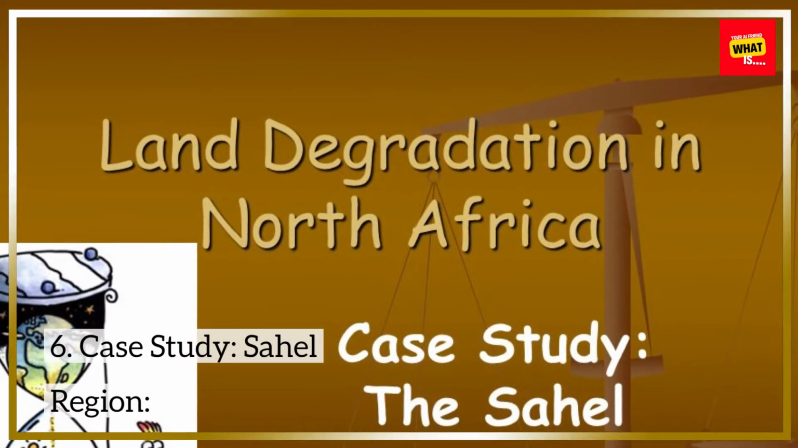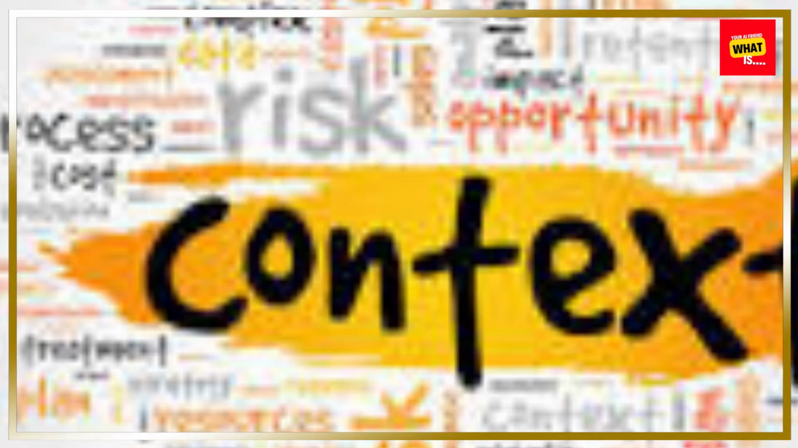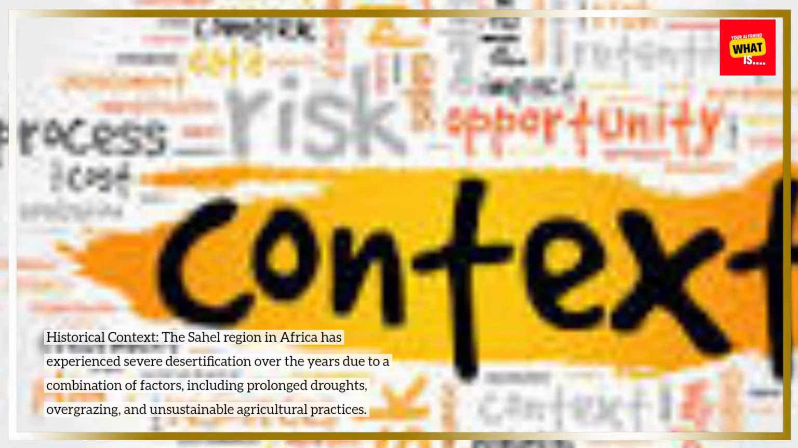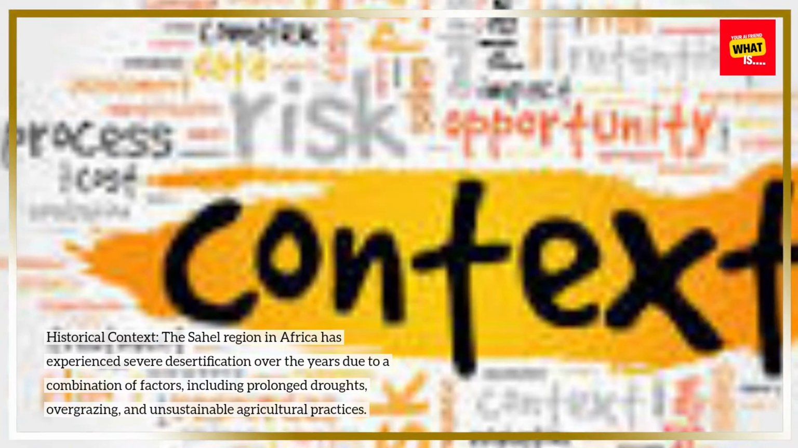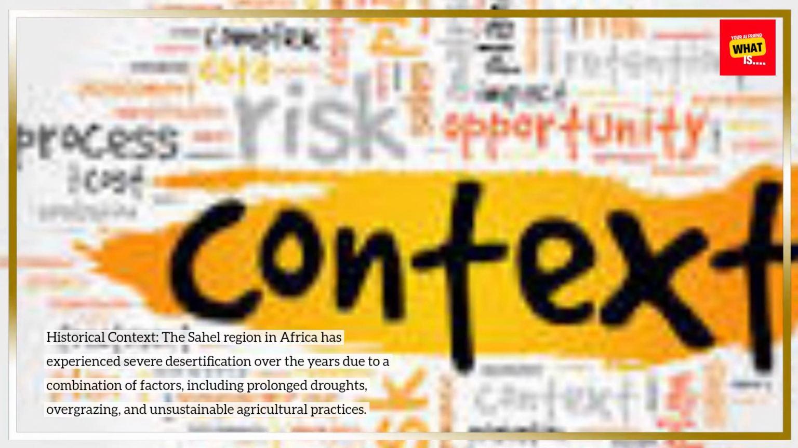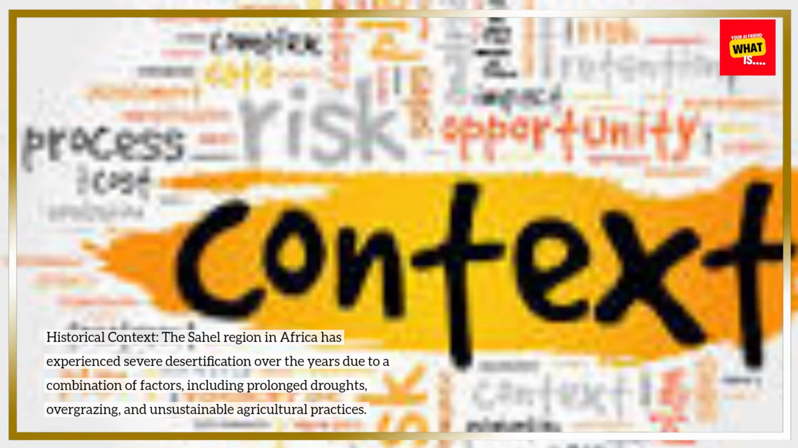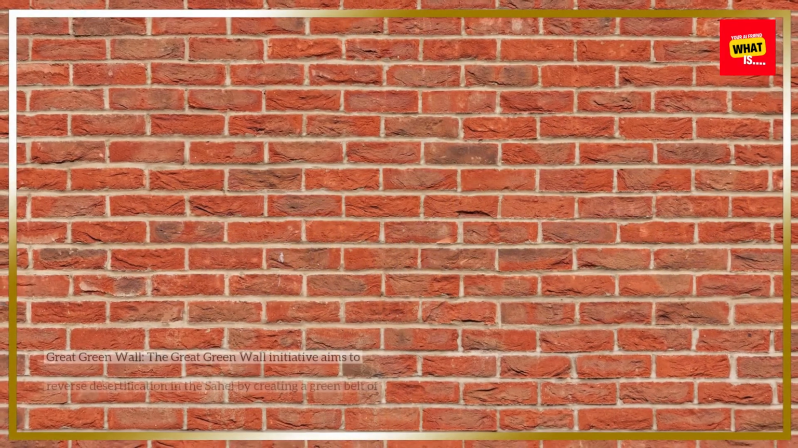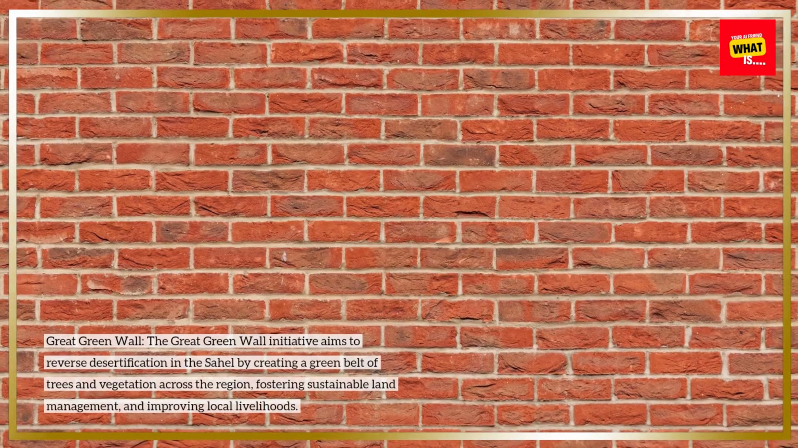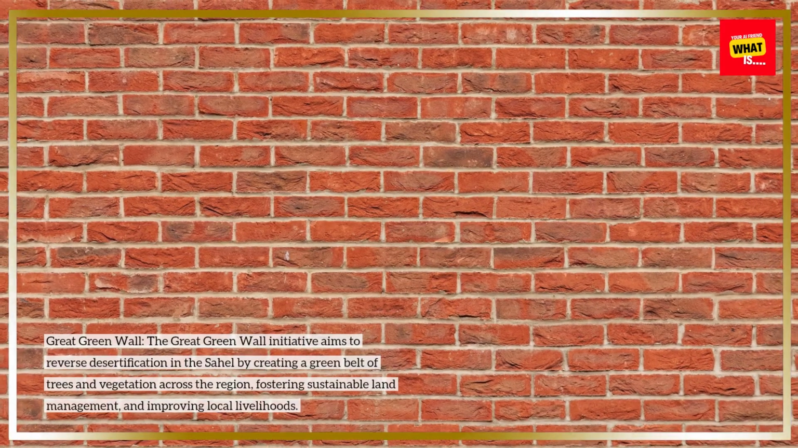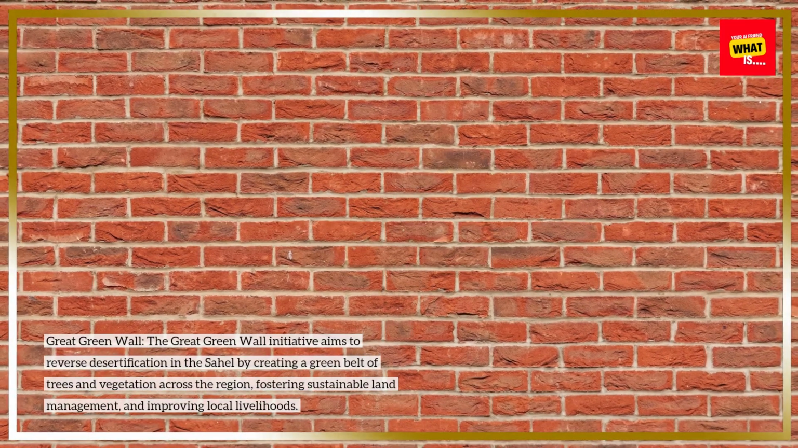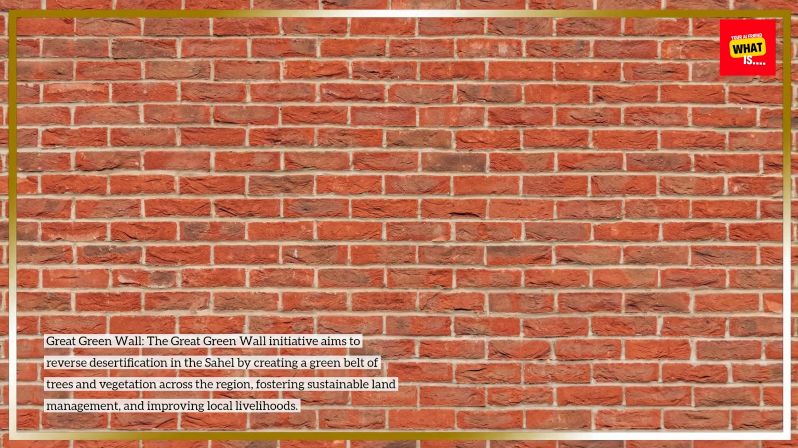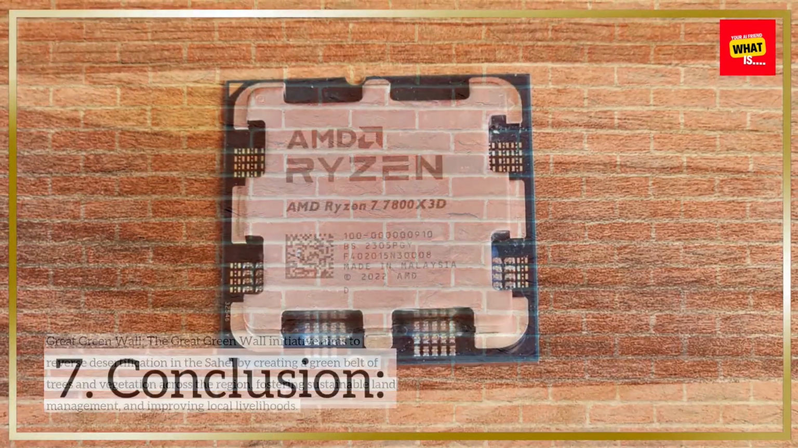6. Case study. Sahel region. Historical context. The Sahel region in Africa has experienced severe desertification over the years due to a combination of factors, including prolonged droughts, overgrazing, and unsustainable agricultural practices. Great Green Wall. The Great Green Wall initiative aims to reverse desertification in the Sahel by creating a green belt of trees and vegetation across the region, fostering sustainable land management and improving local livelihoods.